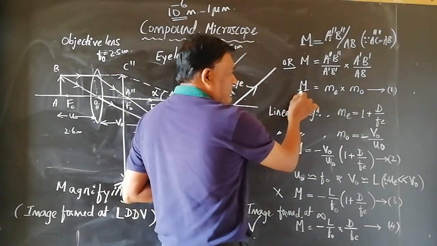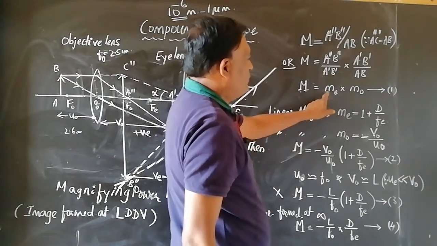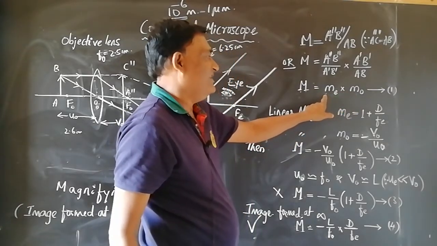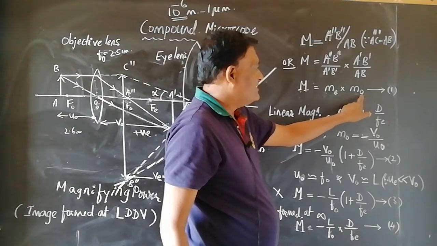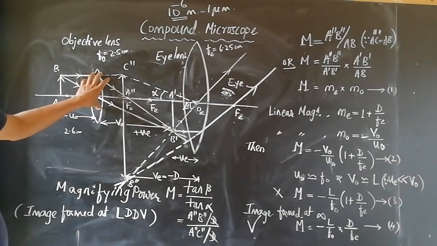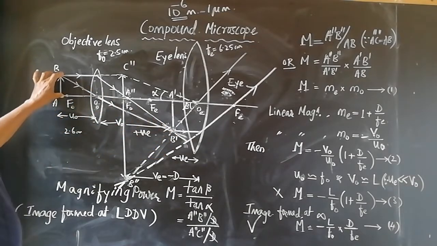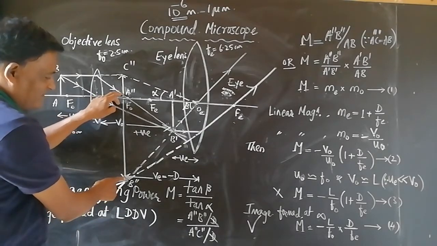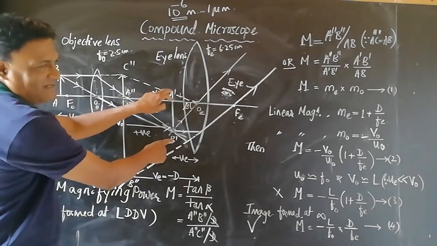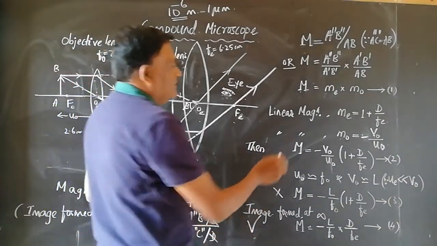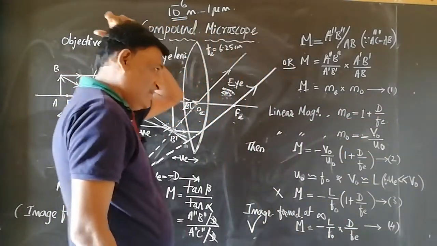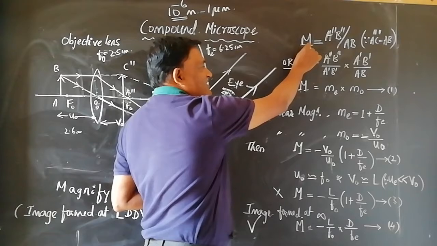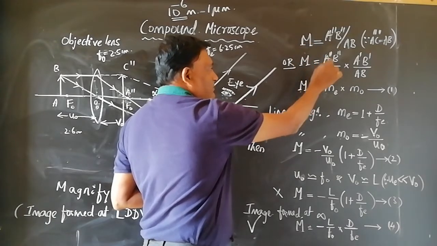Then angular magnification capital M is the product of the linear magnification of the objective and the linear magnification of the eye lens. So the linear magnification of the objective is the height of the image to the height of the object. The linear magnification of the eye lens is the height of the image A'' B'' divided by the height of the object, that is A' B'. Let us call this equation 1. So this capital M is the angular magnification or magnifying power of the compound microscope.